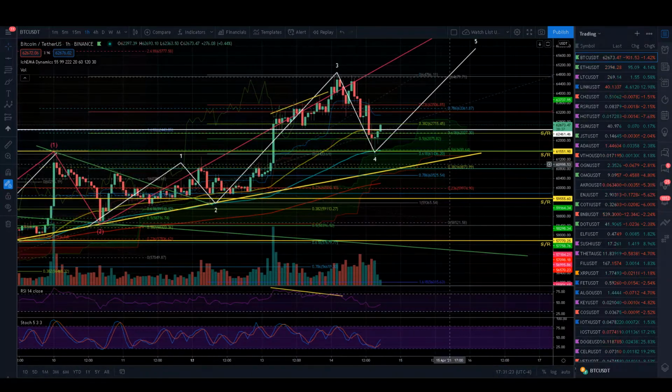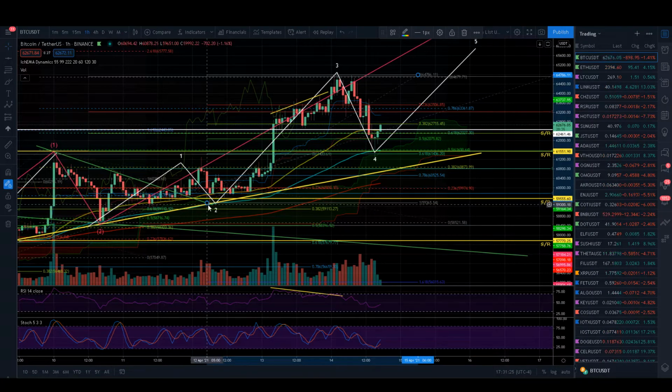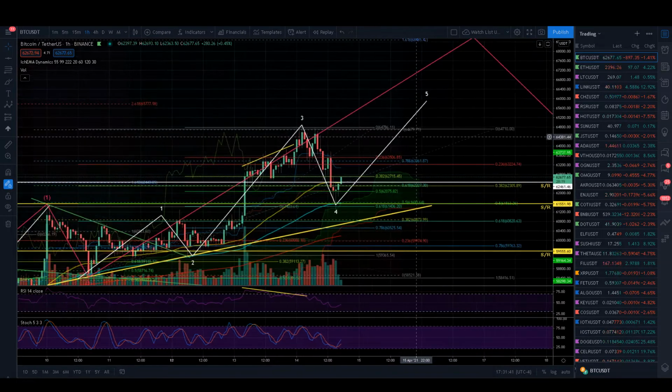And the fib retracement, if I draw it here, you'll see it's from the bottom of wave 3 to the top of wave 3. And that shows the wave 4 correction came down right to the 618 fib retracement. So that was perfect, and we've been bouncing ever since. That's looking really good, looking really strong.